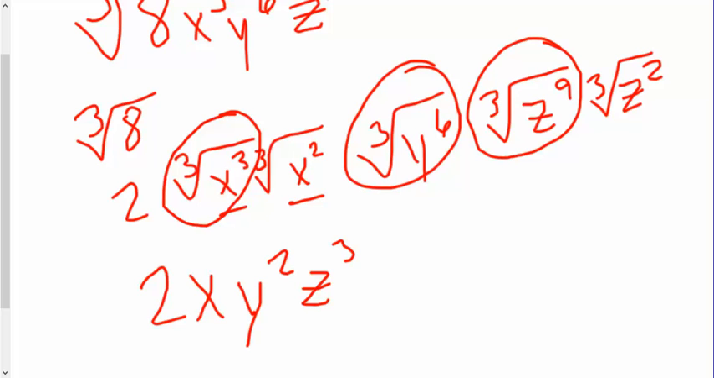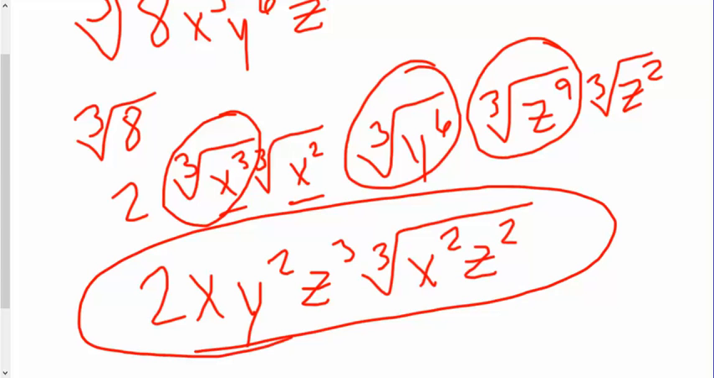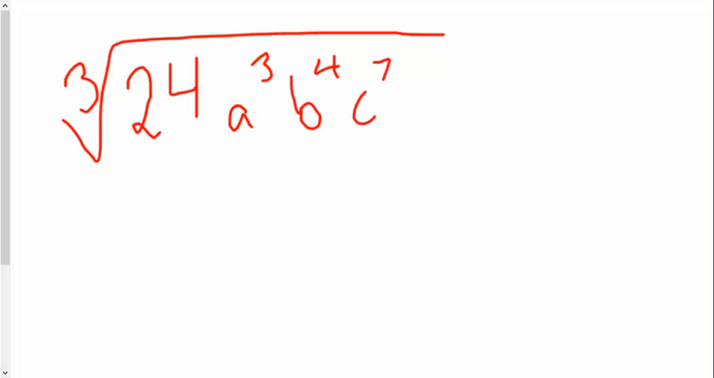From there, I'm still left with the cube root of x squared z squared. And that's all I can do. That's the farthest I can simplify that down, because I can't divide the x or the z by 3. And let's show you a slightly different method here.